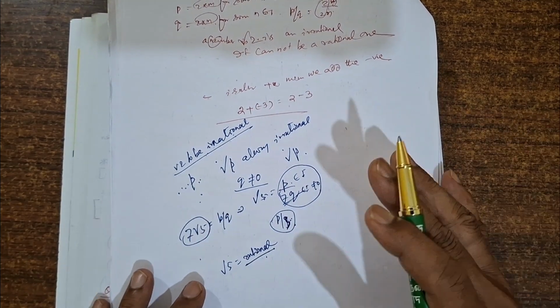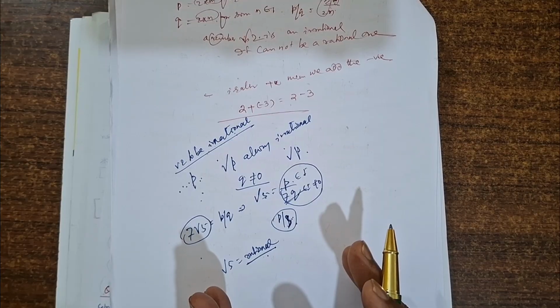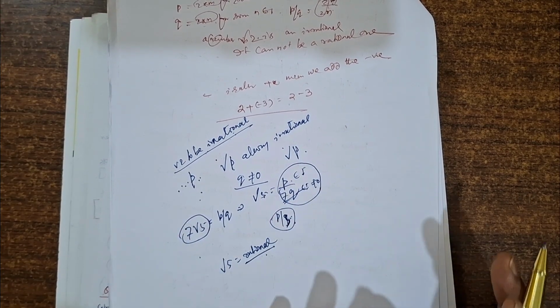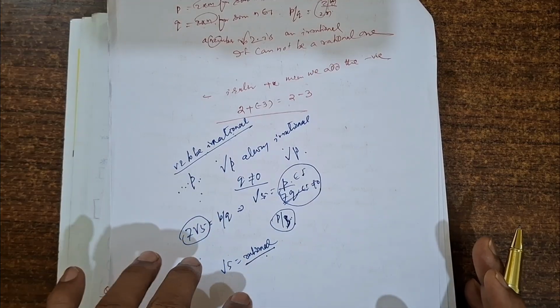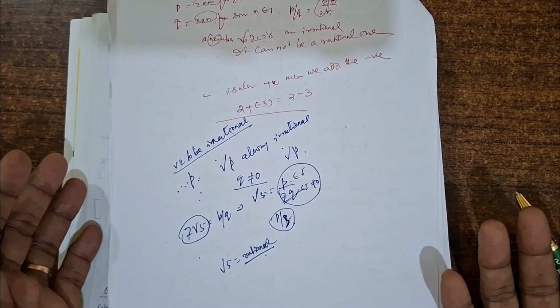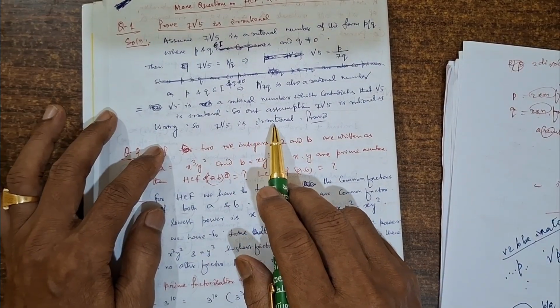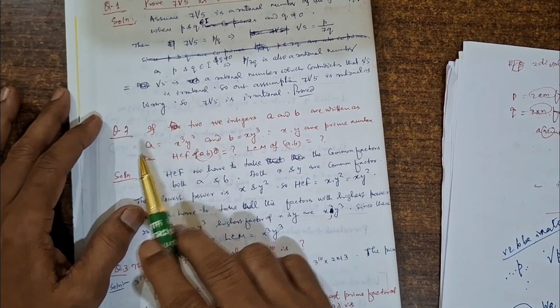So what is the alternative? I have told earlier that a number is either rational or irrational. If it is not rational, then it will be irrational, the only alternative. So 7 root 5 is an irrational number. So it is proved.